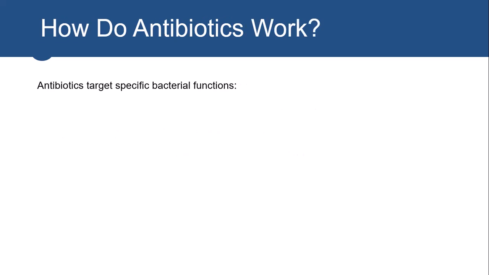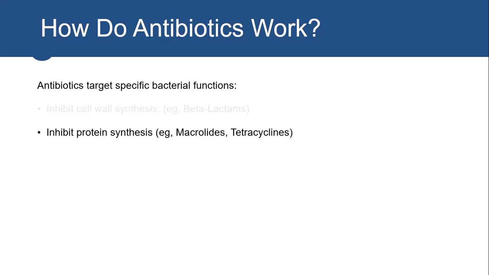Let's talk about the mechanisms of action of antibiotics. There are four major ways antibiotics work. First, by inhibiting cell wall synthesis. This is crucial for bacteria because the cell wall protects them from the environment. Second, by inhibiting protein synthesis. Without proteins, bacteria can't survive or reproduce.